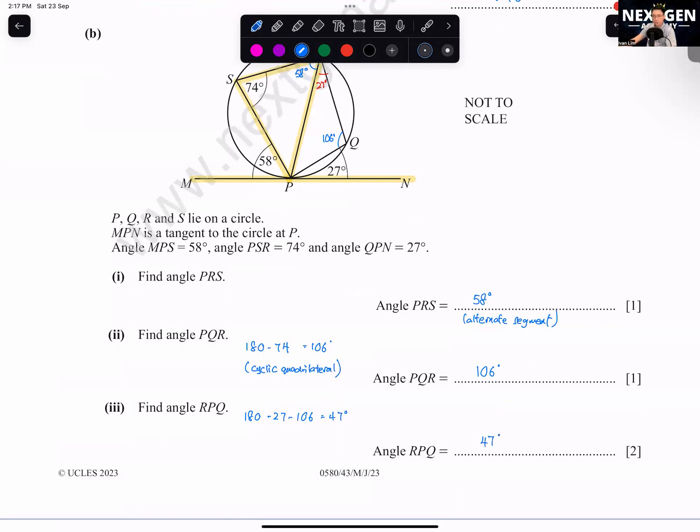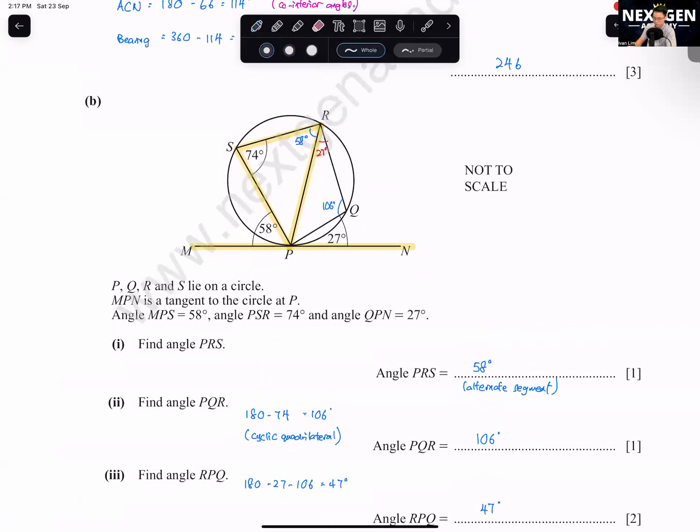Cyclic quadrilateral cause only 3 sides touch the circumference. Where got 3 sides touch circumference? 4 sides. 1, 2, 3, 4, right? Quadrilateral means 4. We got 3 only. And cyclic quadrilateral doesn't mean it has to go through the center. There's no rule on that. You can see it. This is the cyclic quadrilateral, PQRS.